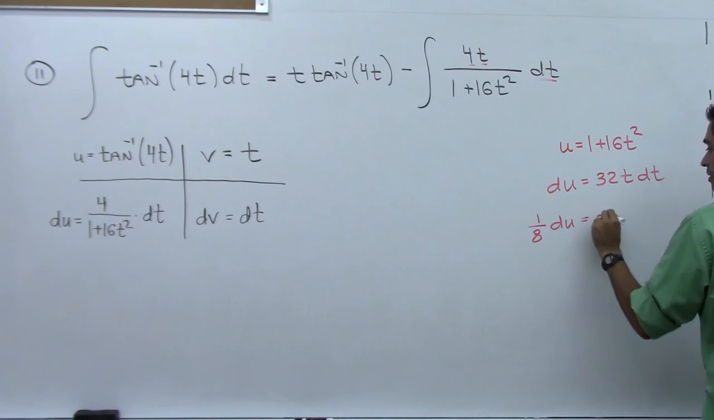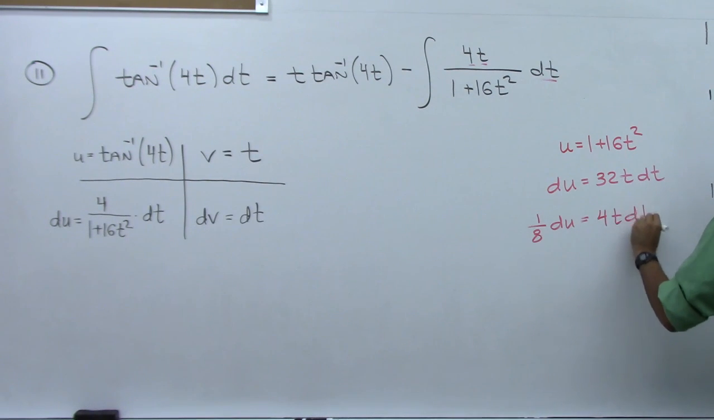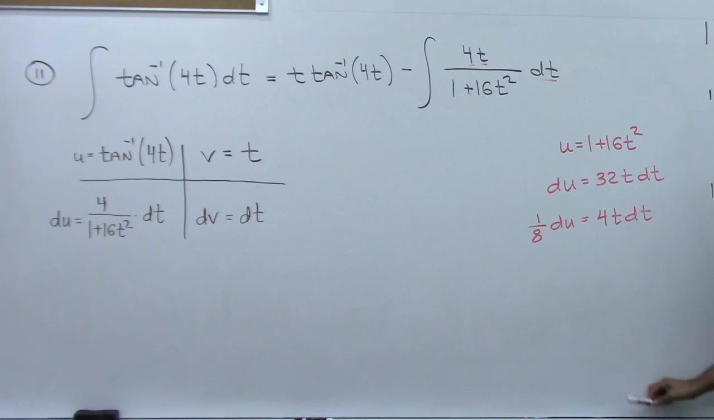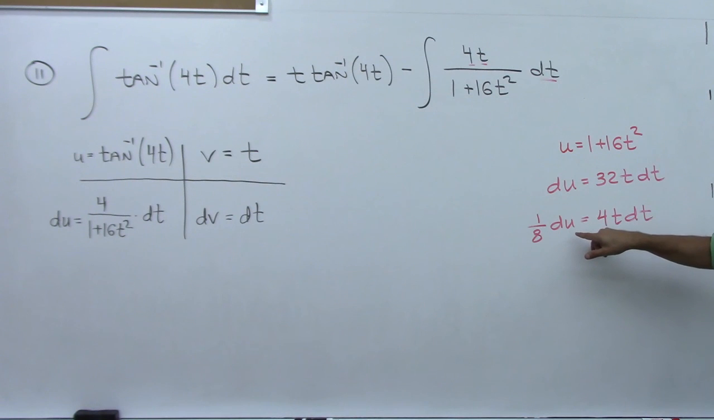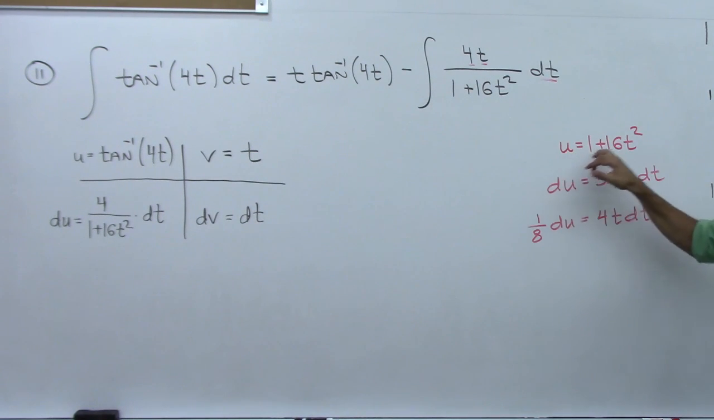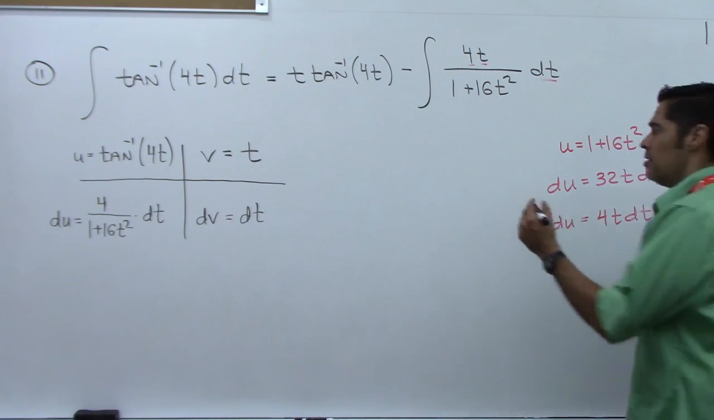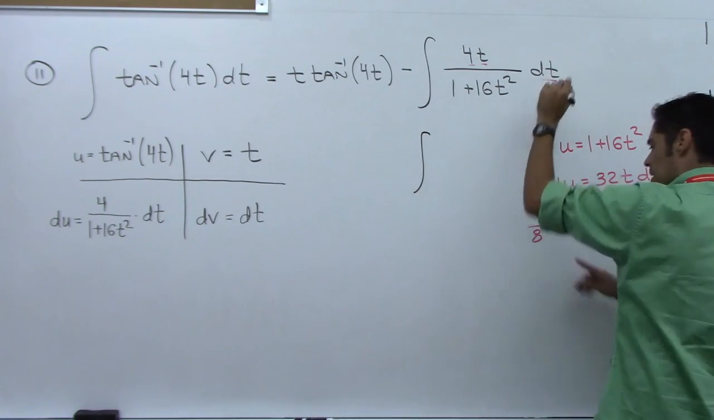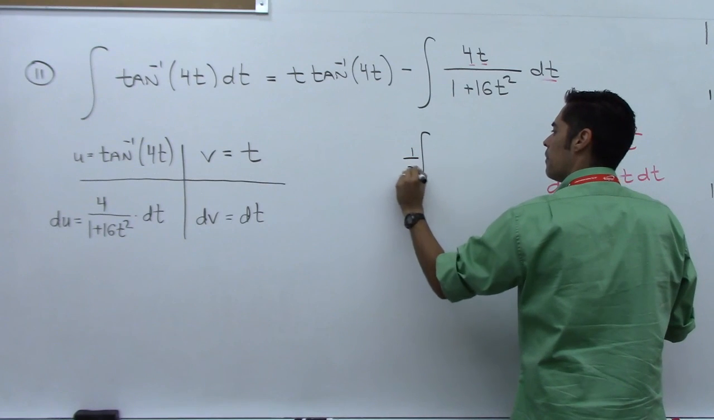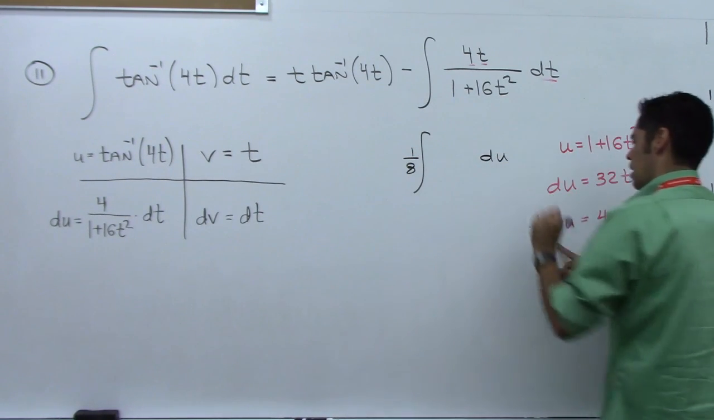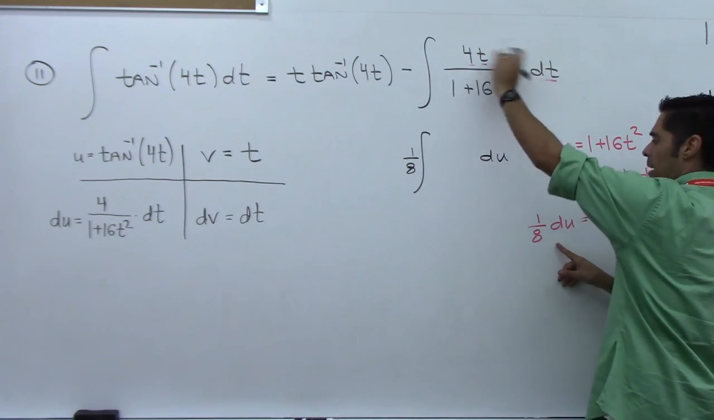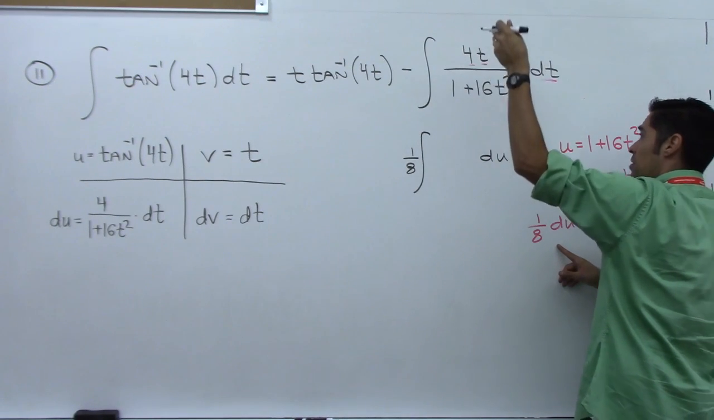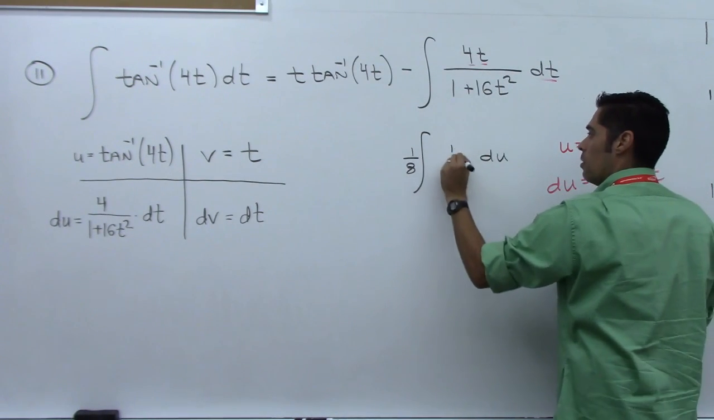32 divided by 8 is 4. 4t dt. So I tried to make this turn into a 4, so I had to divide by 8 on both sides. So I can replace the 4t dt with 1/8 du. I can replace the whole bottom with u. And so this new integral right here becomes integral 1/8 du, and then I'll still have a 1 over this, which is u, 1 over u.